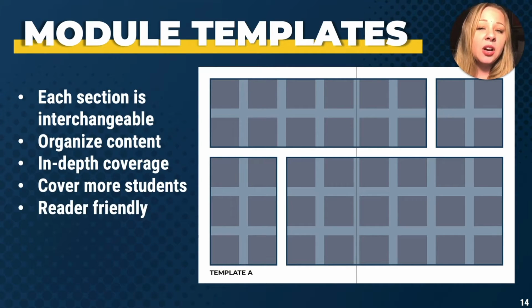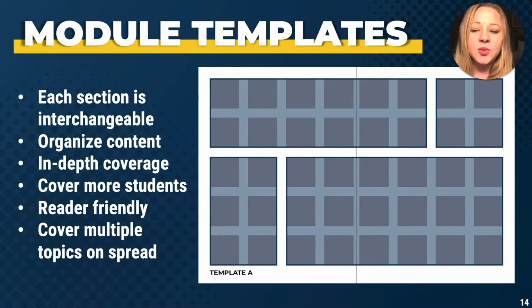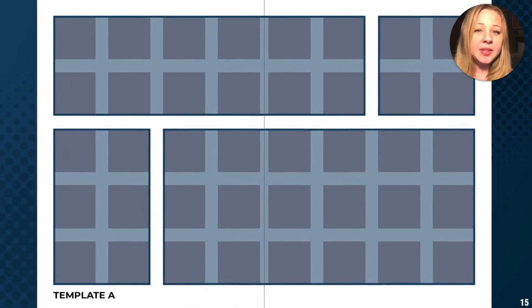They are generally also very reader friendly because they have intentional white space in between your different sections, which helps the reader know exactly where they're supposed to go first, second, third, and digest it in a very logical way. And then, like I said, you can also cover multiple topics on a spread. So now let's look at breaking up this actual template.